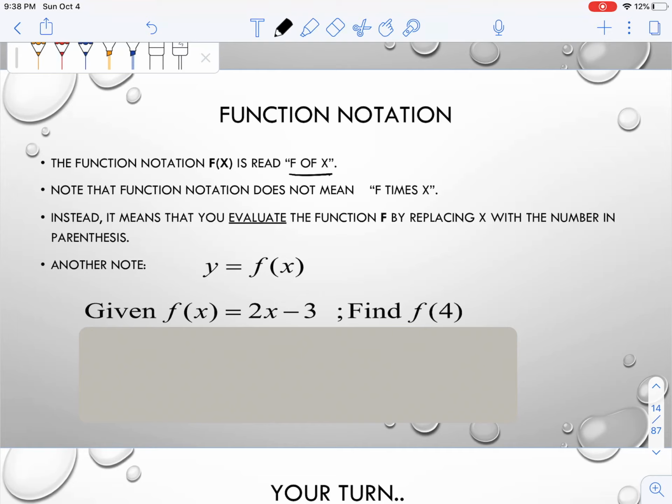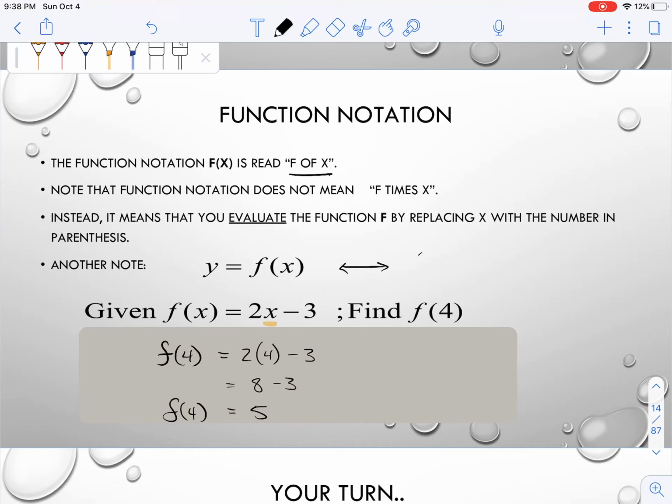So given my function down here, f of x equals 2x minus 3, I want to find f of 4. If I want to find f of 4, anywhere in that function that I have an x, I'm now going to replace it with a 4. So what we're going to end up with is 2 times 4 minus 3, which is 2 times 4 is going to be 8. 8 minus 3, I'm going to get that f of 4 equals 5.